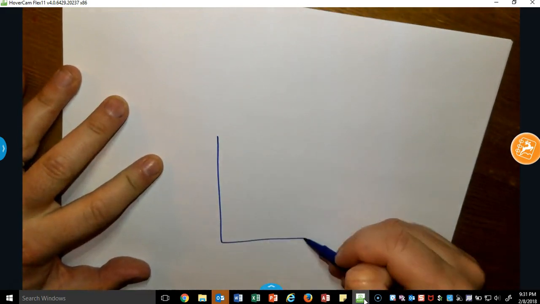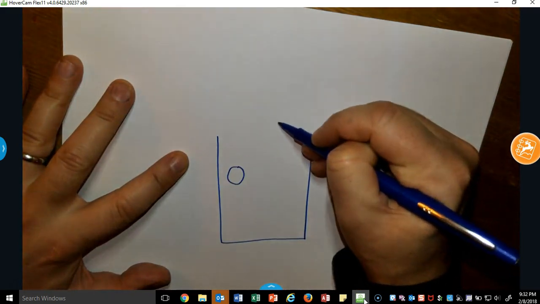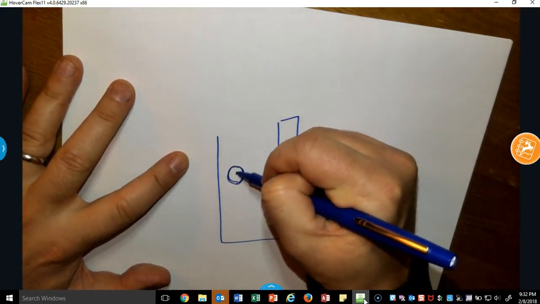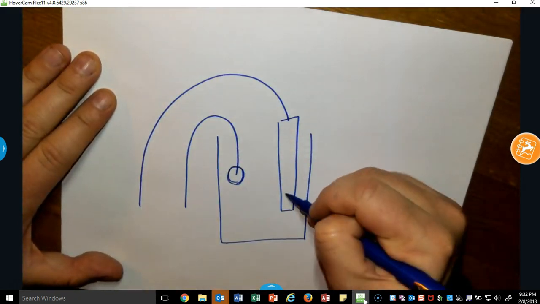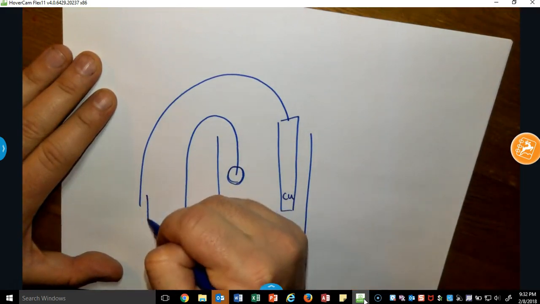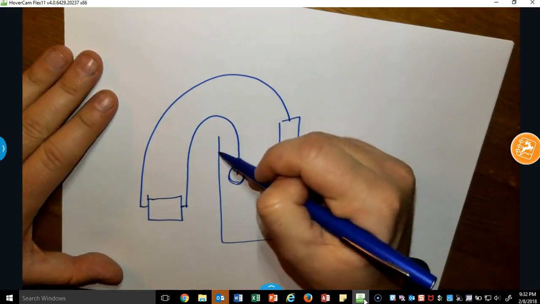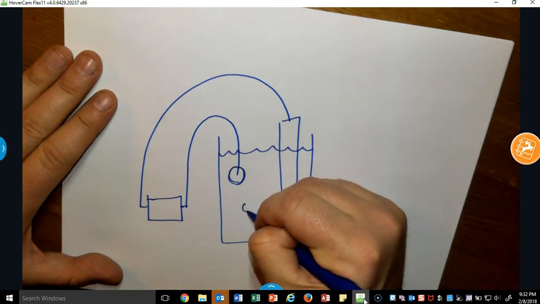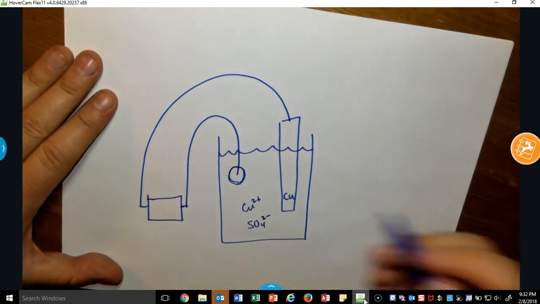Okay, so let's say I want to plate copper on a metal coin. Now, the metal coin will be one of my electrodes, and the other electrode will be made out of copper. And both electrodes will be attached to a battery. All right, now we're going to submerge both of the electrodes, if I want to plate copper, in some kind of copper solution. So let's just say copper sulfate.